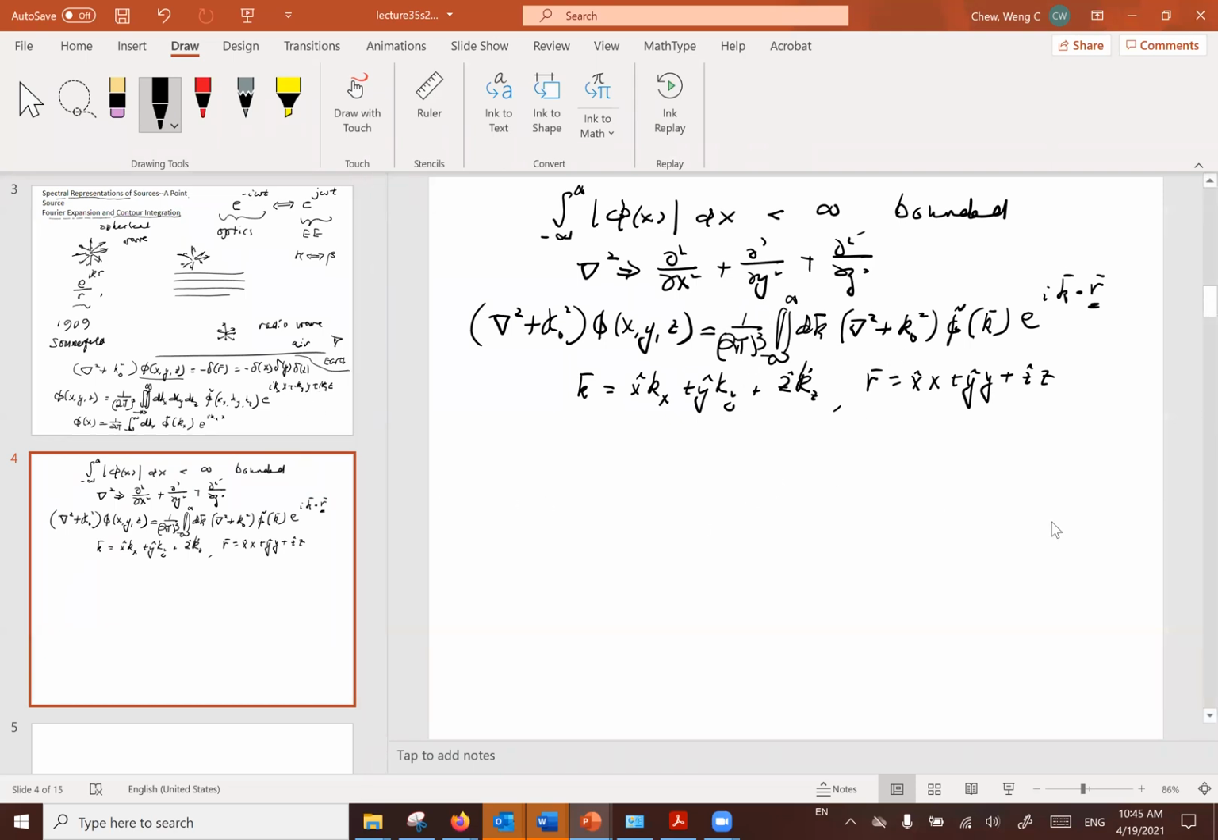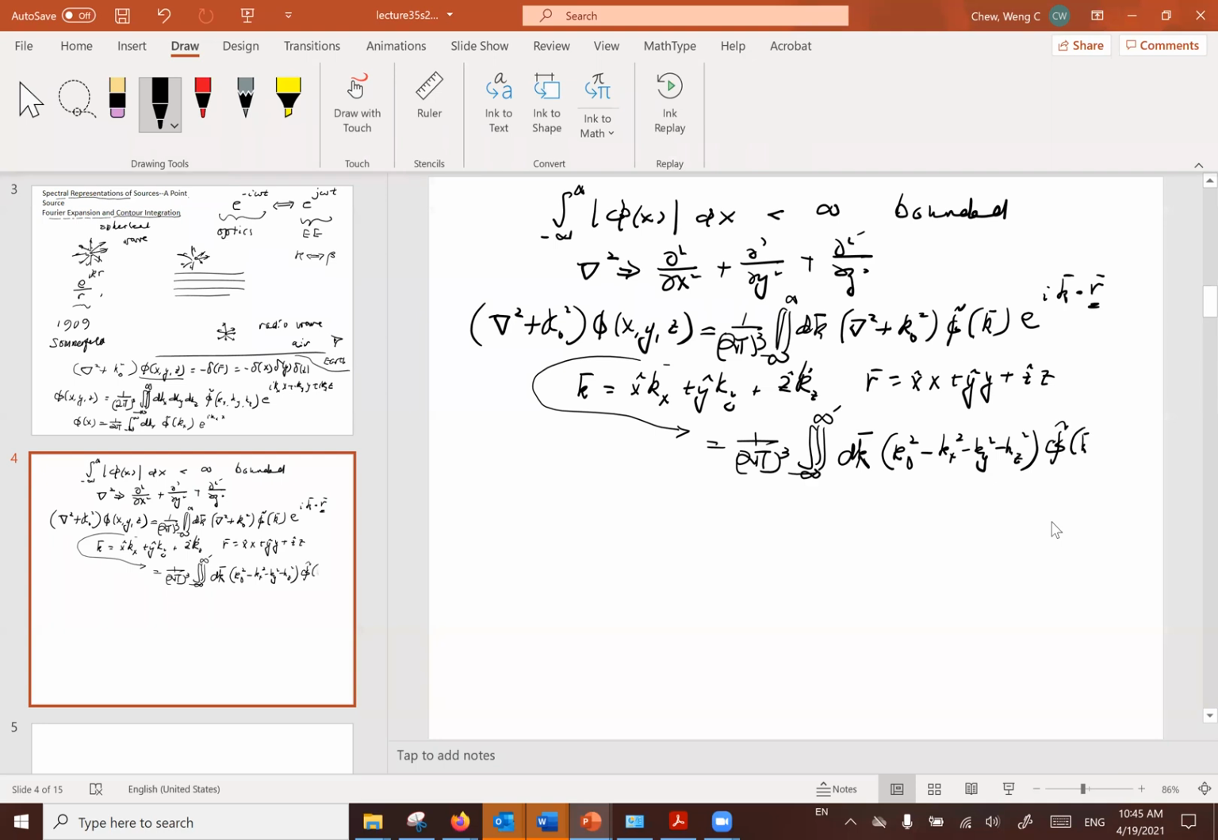And if I were to take this to the next line, it'll be 1 over 2 pi cubed, and then dk bar. Dk bar here means dkx, dky, dkz. And then I have k0 squared minus kx squared minus ky squared minus kz squared. Okay, that's what happens to the Laplacian when it operates on this function.